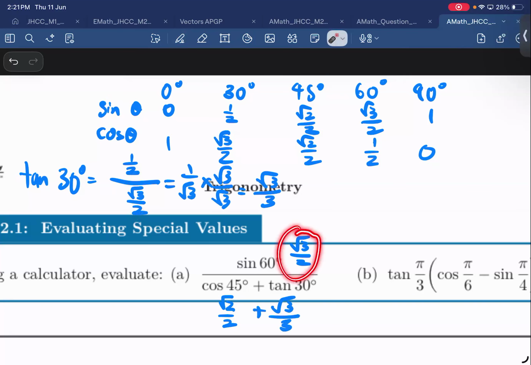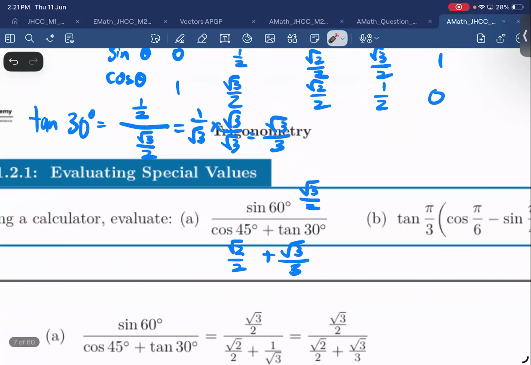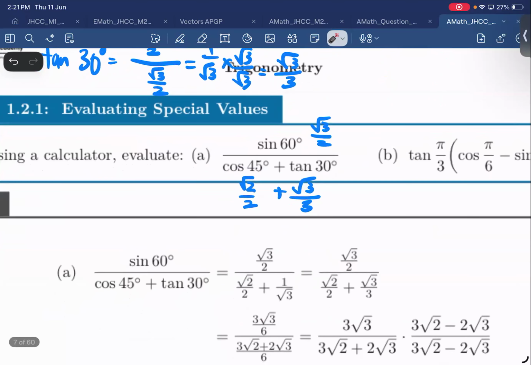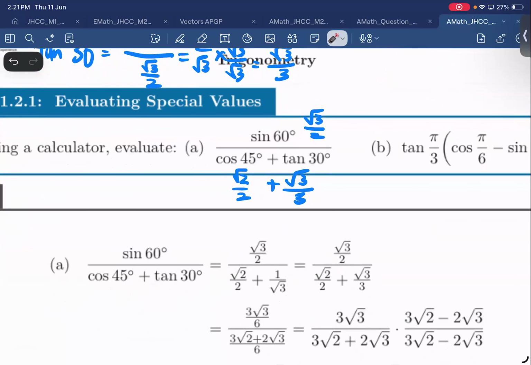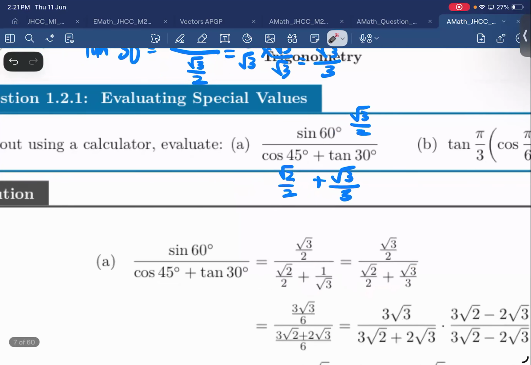Any issues with getting these three values? This is how you get the three values. Afterwards, you have to rationalize. Once you have these three values, you have to get rid of the fractions by making everything the same denominator. The top has a denominator of 2, the bottom has denominators of 2 and 3, so combine these two fractions first. The denominator becomes 6. The goal now is to remove the fractions, so you multiply the top and the bottom by 6. Then you will get this.